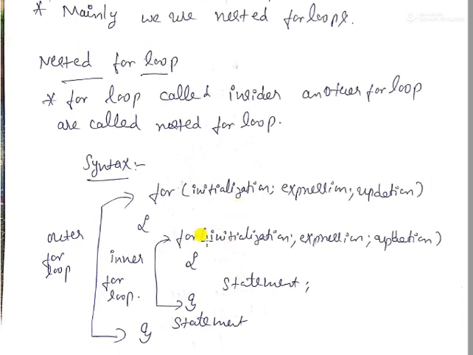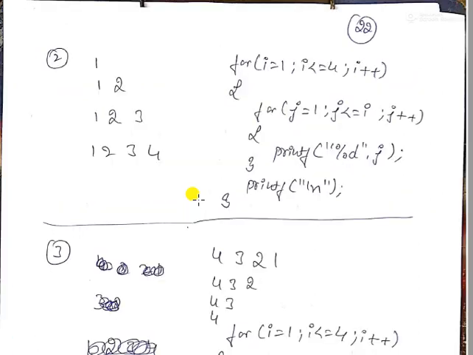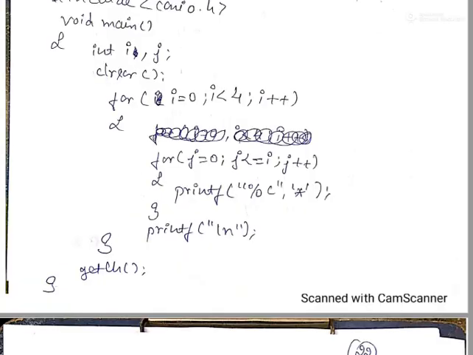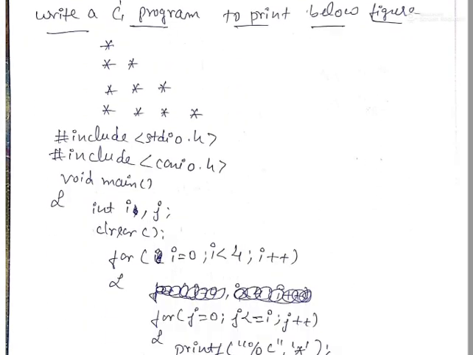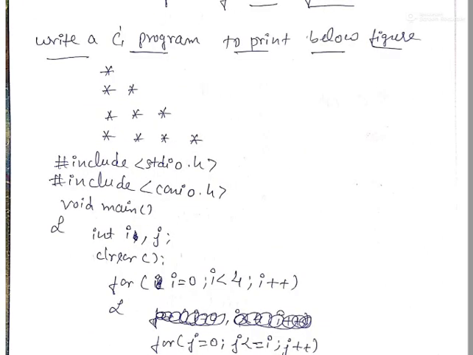Okay, until the inner for loop fully executes, what does the outer for loop do? It keeps waiting. And this nested for loop is mainly used to display elements in matrix format and to perform matrix operations like addition, multiplication and subtraction. So mainly we use nested for loop. Okay, next.